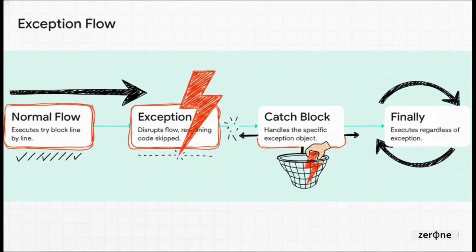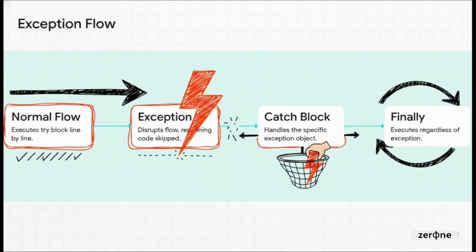Step 1 is normal flow. Your code inside a try block executes happily, line by line. Then, Step 2, an exception occurs. The moment a crash triggers, the JVM entirely abandons that normal sequential flow. It immediately skips any remaining instructions in that block. Step 3, catching control. The control is transferred instantly to our catching mechanism to handle the error.